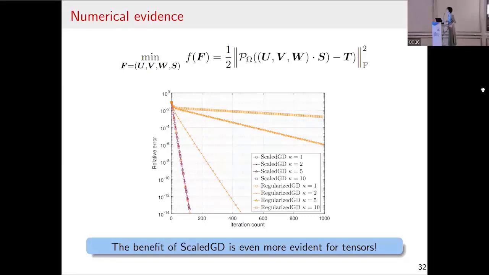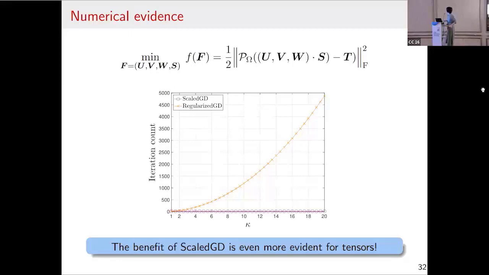with the condition number. In fact, if you plot the convergence rate as a function of the condition number, the convergence rate for this tensor problem for vanilla GD actually depends quadratically on the condition number. So you suffer even more with bad conditioning when you're working with higher dimensional objects. Our algorithm, however, has a constant scaling regardless of the condition number. So the benefit of using this kind of scaled updates is more evident when you are working with tensor or higher dimensional problems.